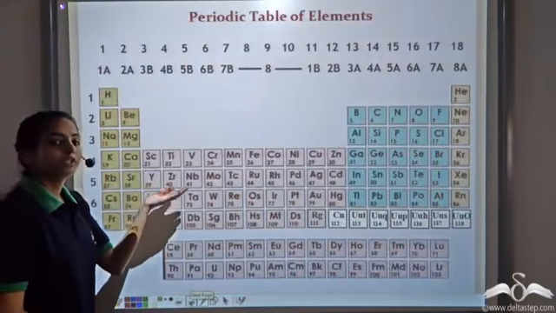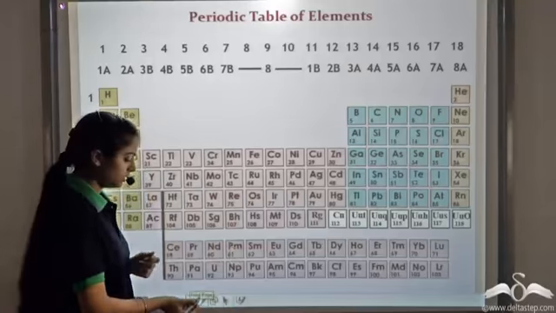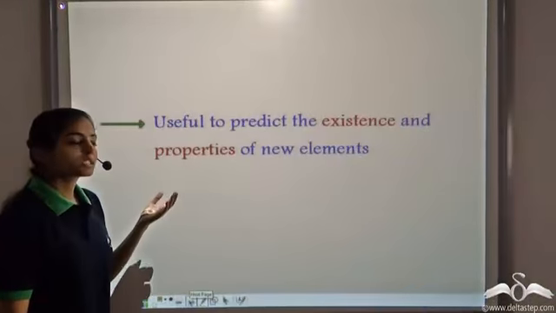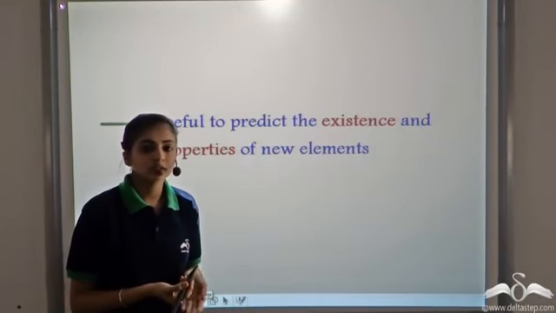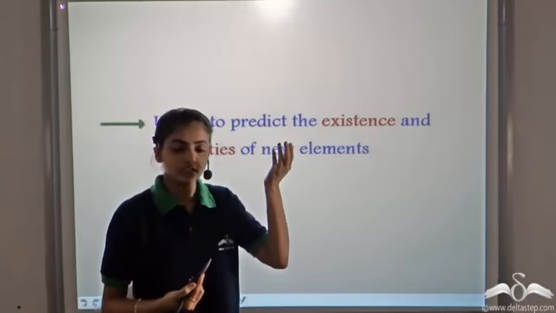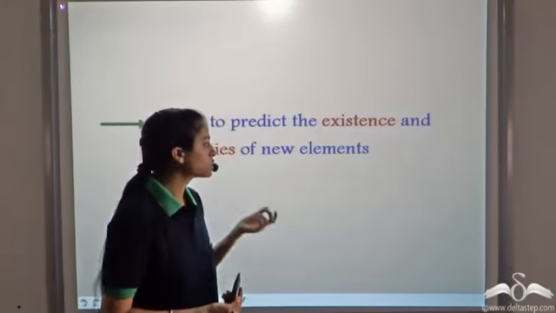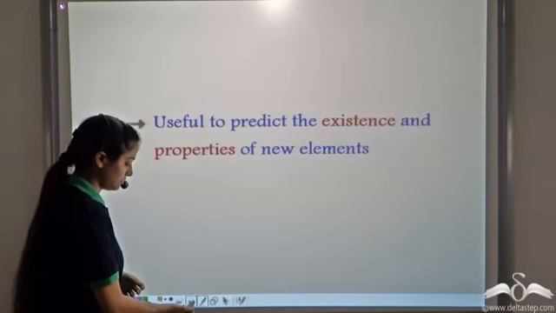Also, the modern periodic table presents the elements in a very systematic manner. So to study the existence and properties of the elements that have not been discovered yet, it's also very easy, since the elements in the periodic table are arranged in a very systematic manner. So we can even know the properties of the elements that are not yet discovered.